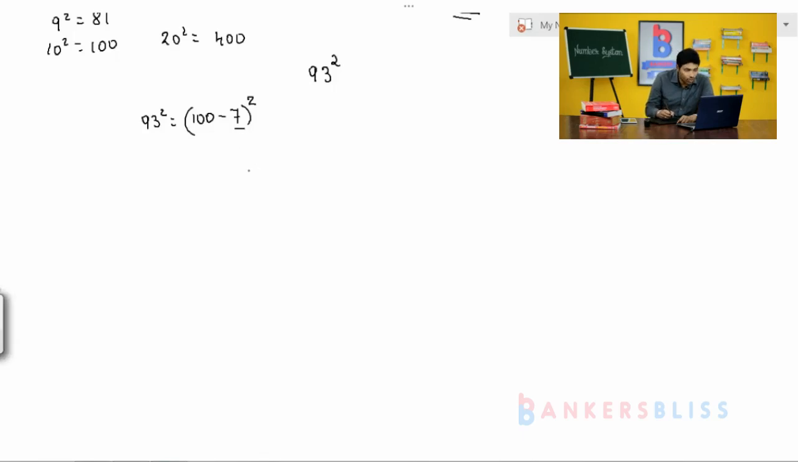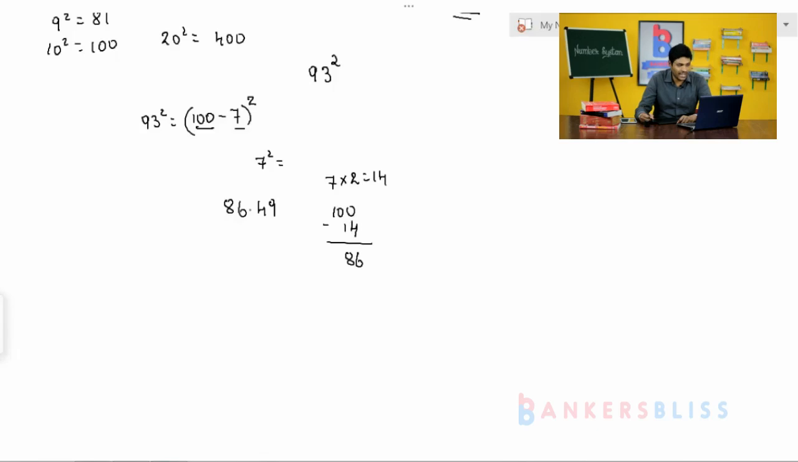7 square means 49. First you do 7 square, which is 49. Next, you have to do 7 into 2, that is 14. This 14 has to be subtracted from this 100. So 100 minus 14, you are going to get 86. So if you do 93 square, the answer is 8649.